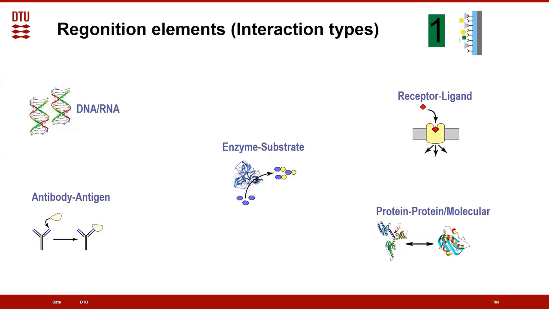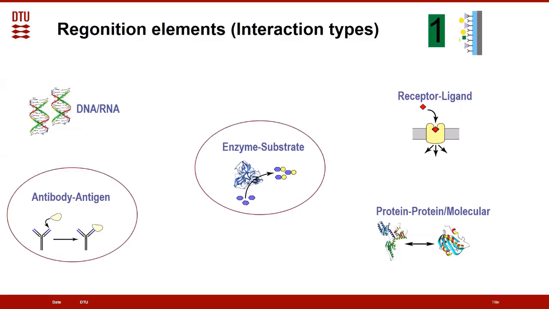Then we have two that we will talk about today: the antibody-antigen interaction, where one of these can be the biorecognition element and the other can be the analyte. This is very commonly used in central labs for ELISA today. And then we have the enzyme-substrate reaction, where you have an enzyme that is altering your analyte so that you can measure it.